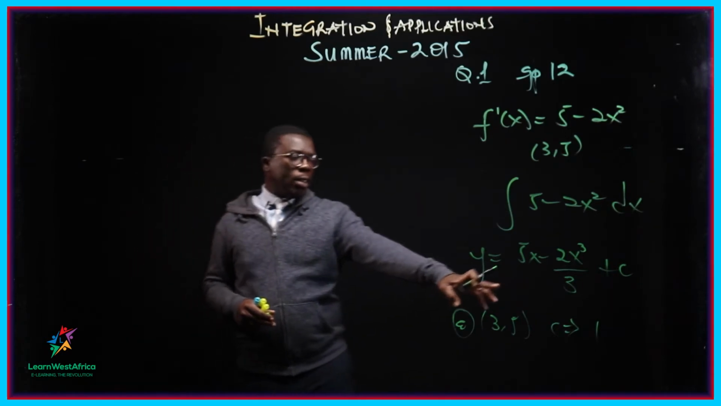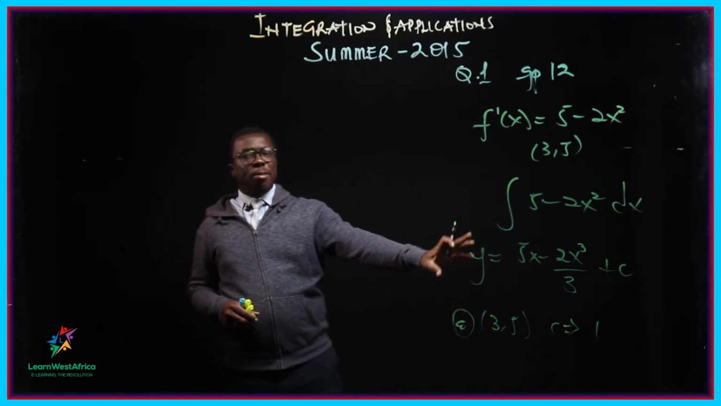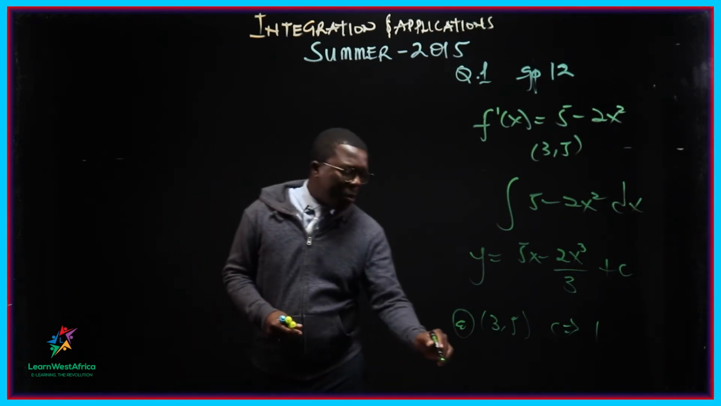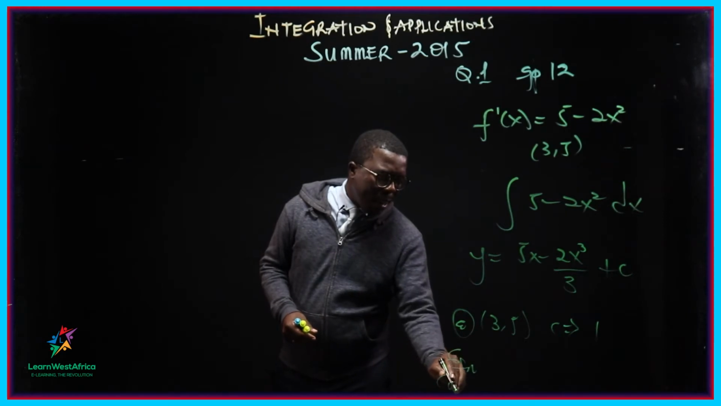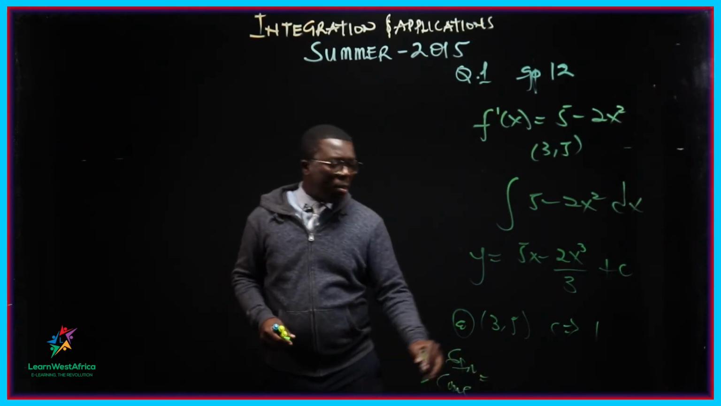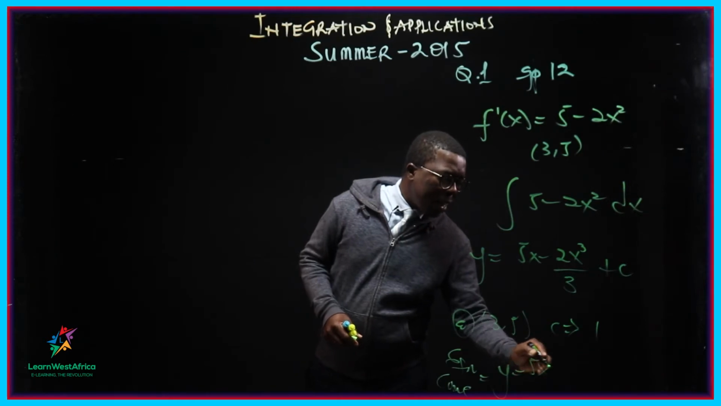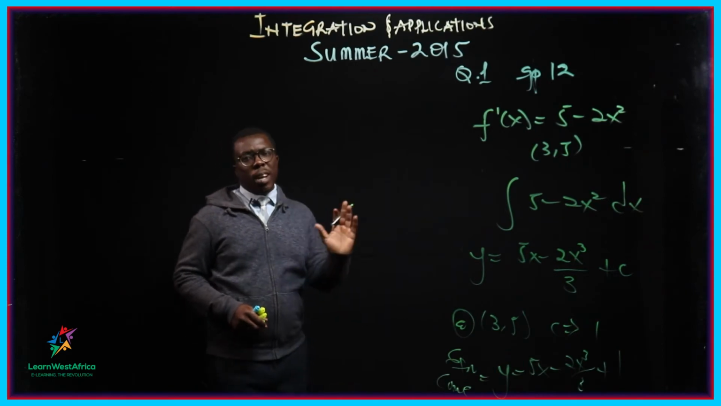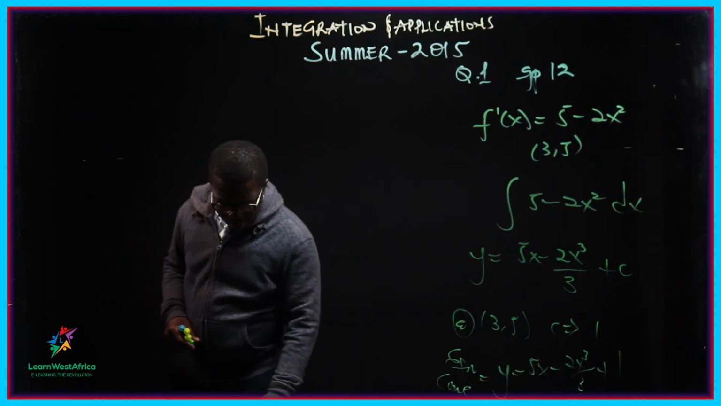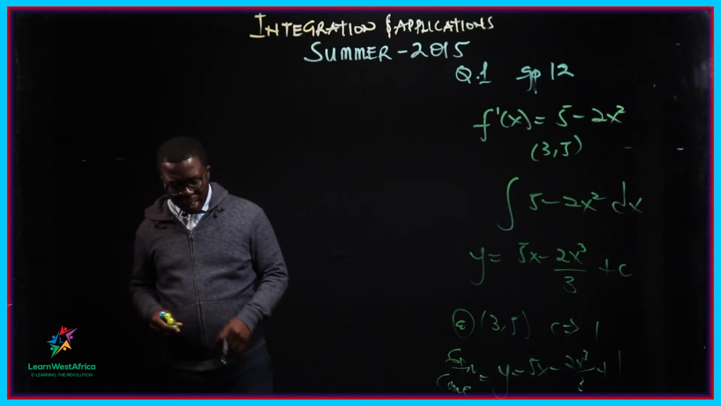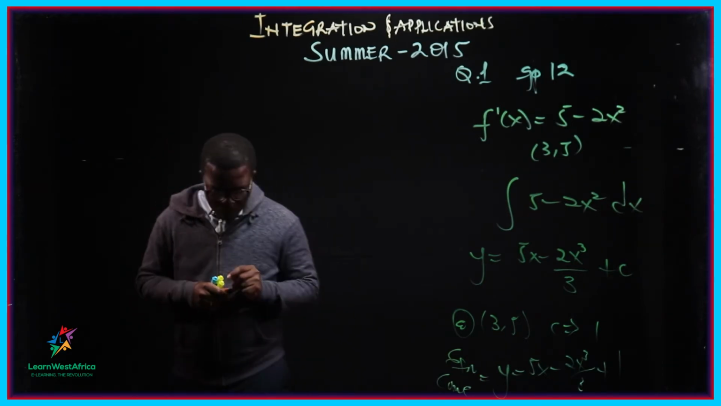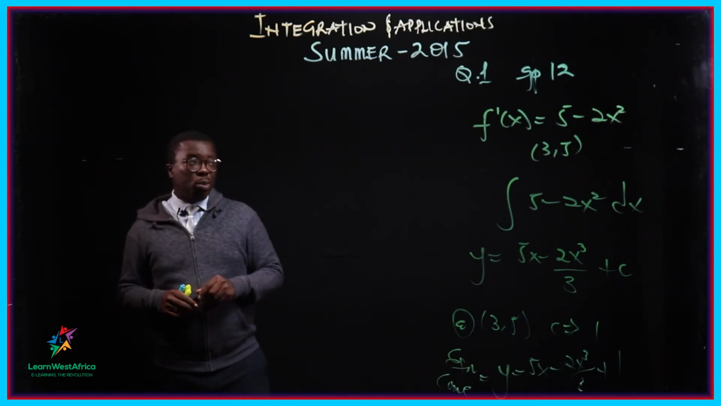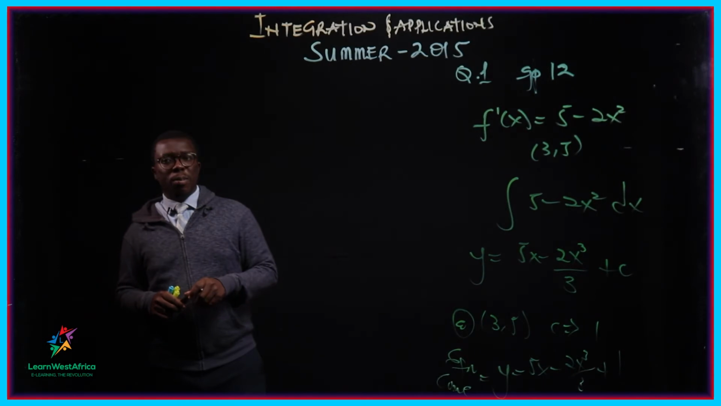If your x is 3 and your y is 5, what is going to be the value of your c? Your c is going to be 1. So now that c equals 1, we can say that the equation of the curve, ladies and gents, is y equals 5x minus 2x cubed over 3 plus 1. So that is a very simple problem that was tested in question 1, QP12, of your summer 2015 paper.